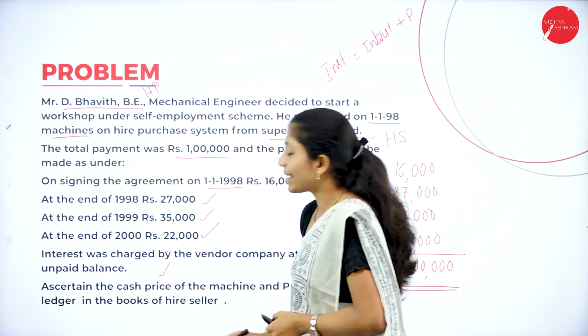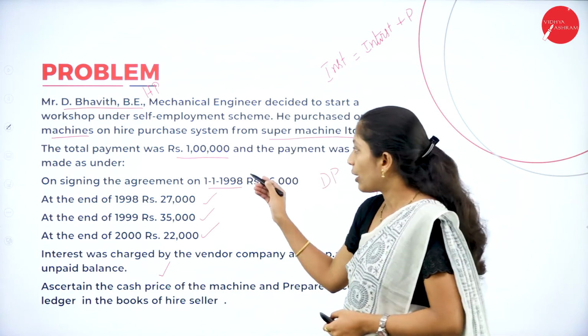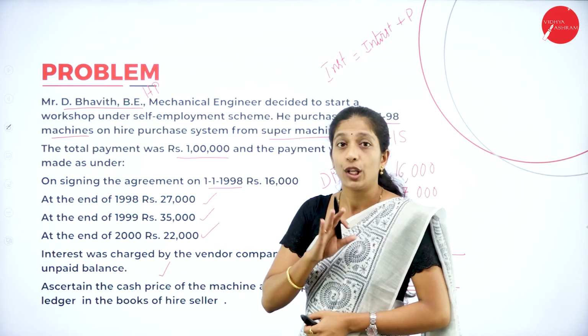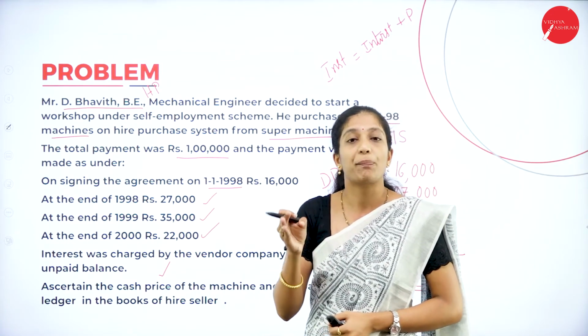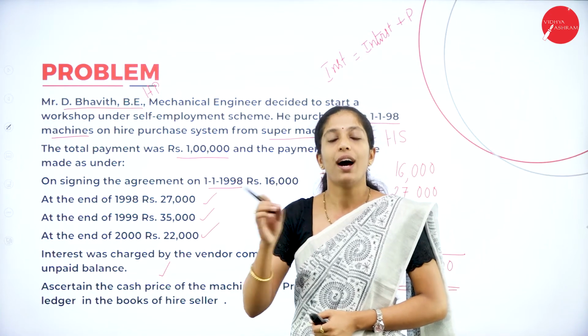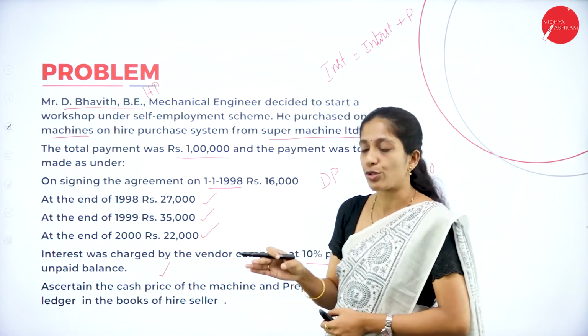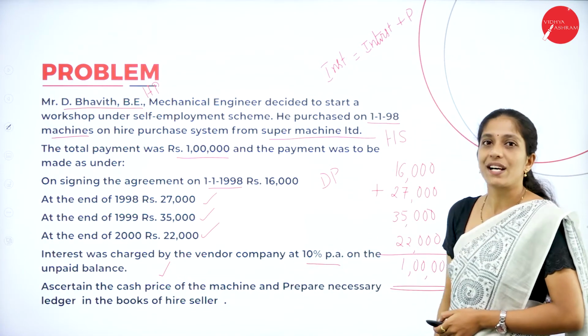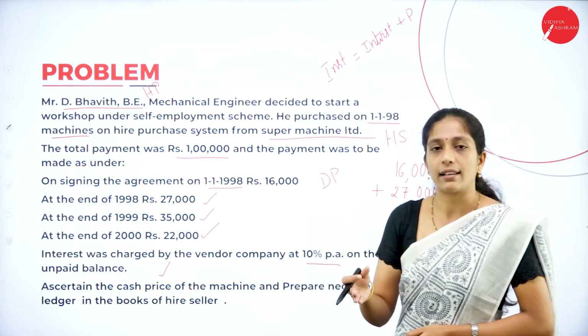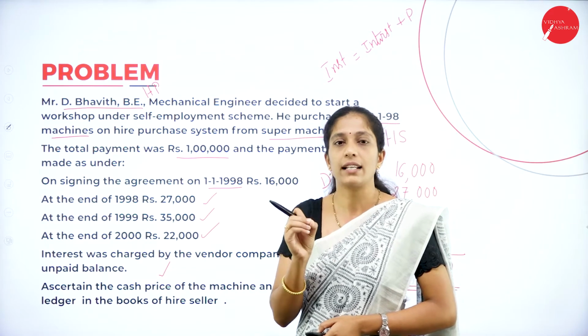So they have not directly given the cash price. Now, is this 1 lakh the cash price? No, this is the amount that has to be paid by the hire purchaser to the hire seller. So this is not the cash price. It includes interest also. How much interest? 10% interest. Now, how to calculate the cash price? First, we have to calculate the cash price.